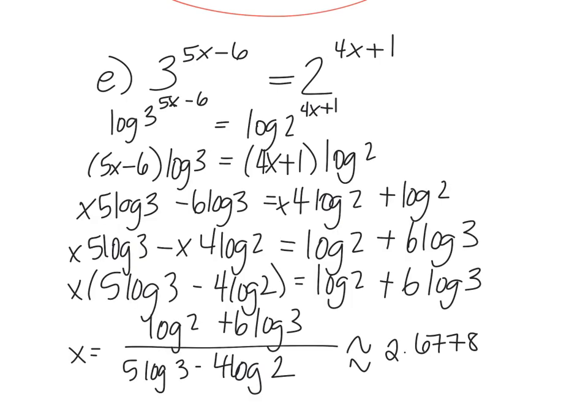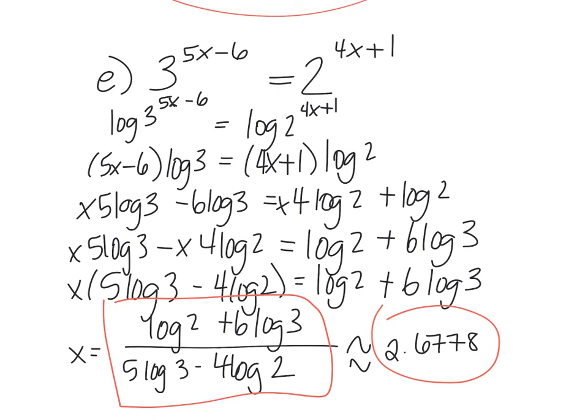Alright, so hopefully you got the same thing that I did. Here was my exact answer: log of 2 plus 6 log 3, divided by 5 log 3 minus 4 log 2. And then my approximate answer was 2.6778.